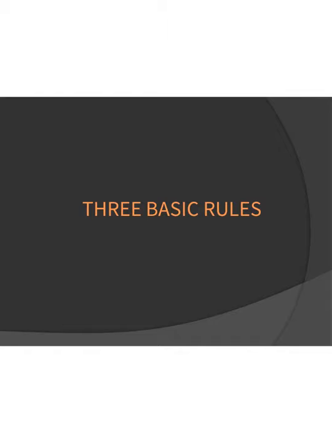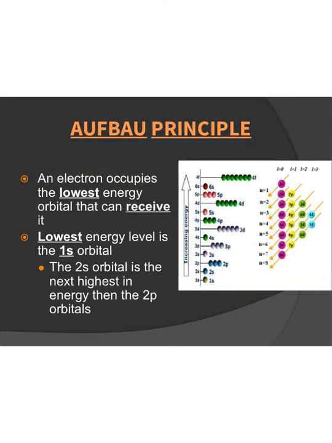There are three basic rules that we need to know about electron configuration. The first one is the Aufbau principle, and this one says that an electron occupies the lowest energy orbital that can receive it. You have to imagine that these electrons are very, very lazy. They do not want to move away from the nucleus, okay? So they always want to stay at the lowest energy level.